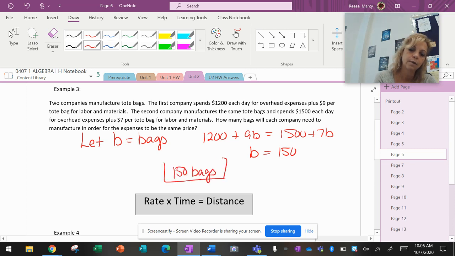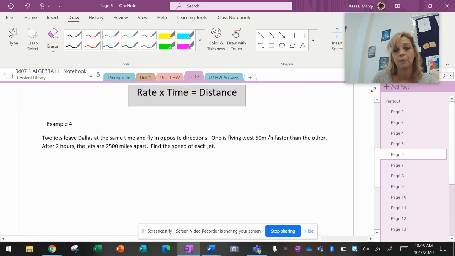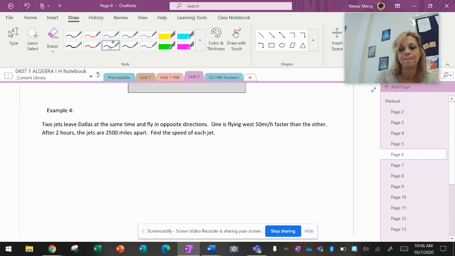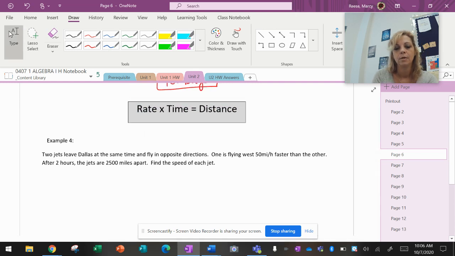Okay. All right. So I promised you a couple of ones that were a little bit more challenging. So this is going to step it up a notch. We've got rate times time equals distance as the formula that you're going to focus on for these next 2 problems.